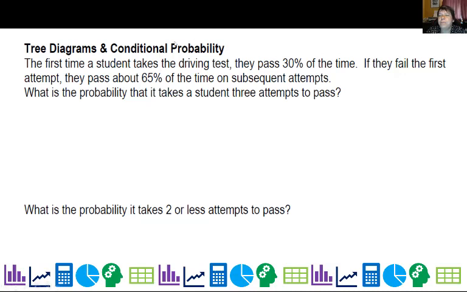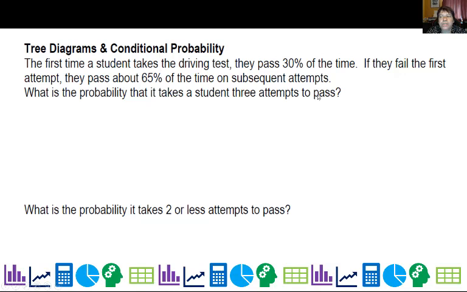So the first time a student takes the driving test, they pass 30% of the time. So they're not so good that first time. But afterwards, they're a little better, they practice a little more, and if they failed it, they're going to retake it, and they pass about 65% of the time. So our question is, what is the probability that it takes a student 3 attempts to pass?